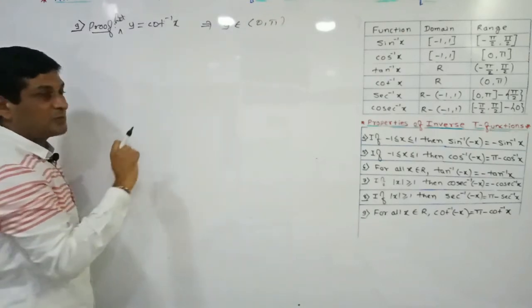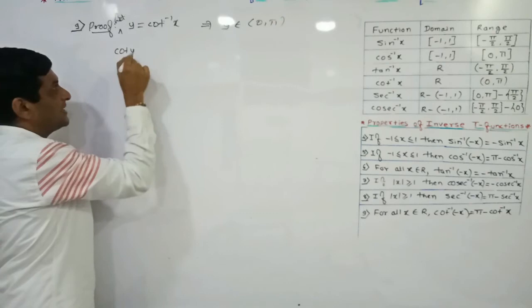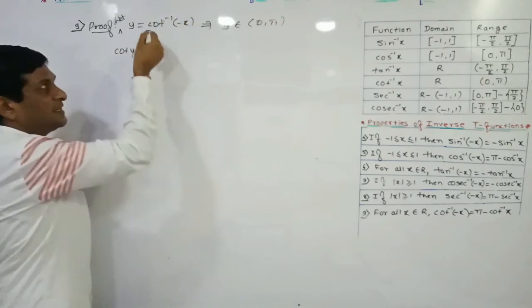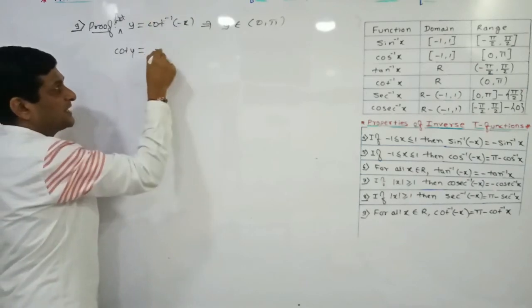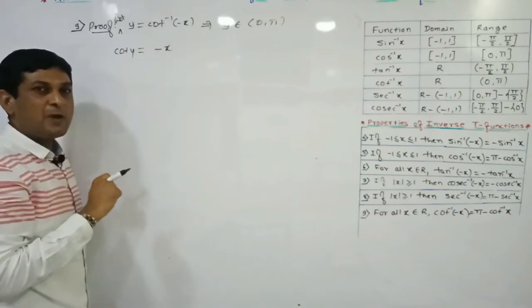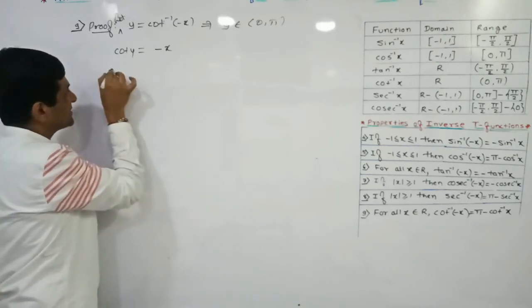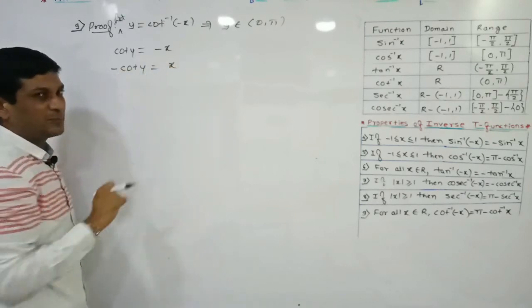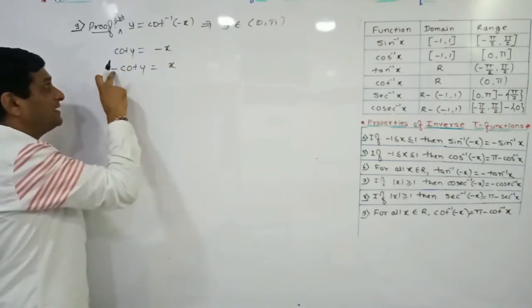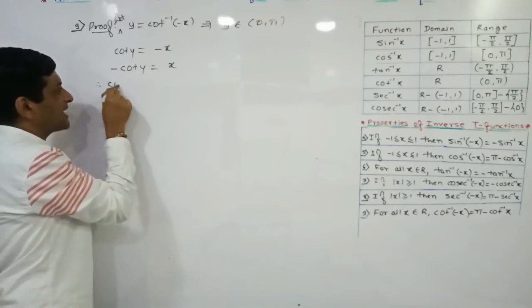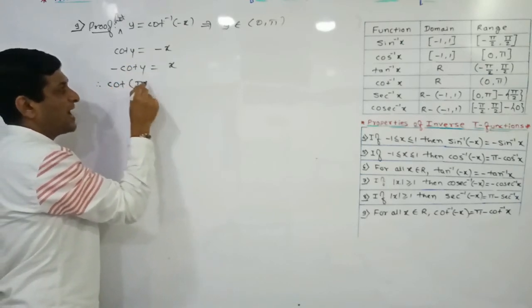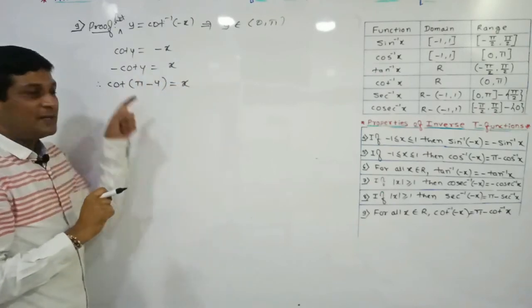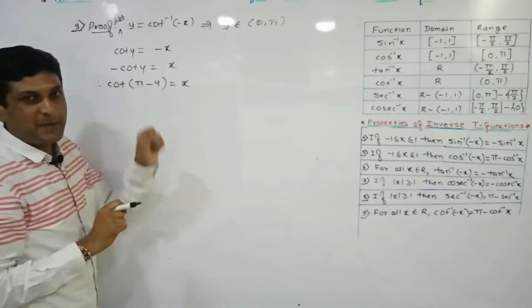Now let us simplify it. We are taking cot on both sides. So on this side we will get cot y. On this side, cot inverse of minus x is there. If we are taking cot, cot and cot inverse will get cancelled. Remaining term is minus x. Now I am multiplying both sides by minus. So on this side we will get minus cot y, and on this side we will get x. Now minus cot theta according to allied angle formulas can be written as cot of pi minus theta. Theta is y here. So keep this side as it is. Minus cot y can be written as cot of pi minus y.